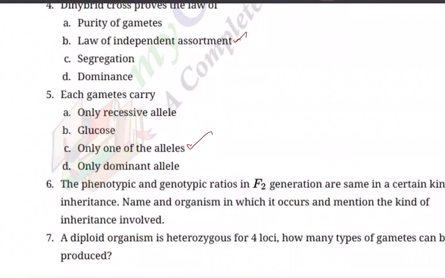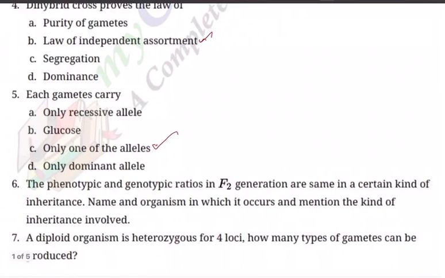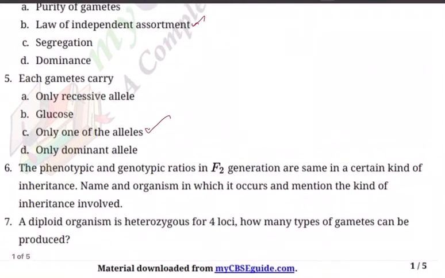Question number 6. Phenotypic and genotypic. Phenotypic is the physical appearance of an individual due to its genotype. Genotypic is the genetic makeup of an individual because of which the phenotype takes place, isn't it? So the phenotypic and genotypic ratios in F2 generation are the same in a certain kind of inheritance. Name the organism in which it occurs and mention the kind of inheritance involved.